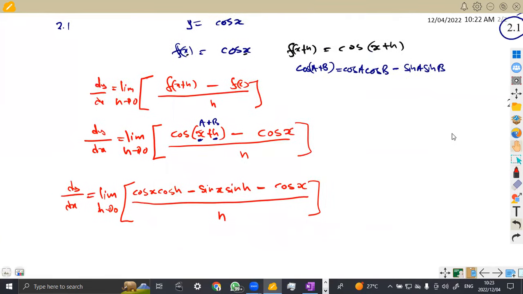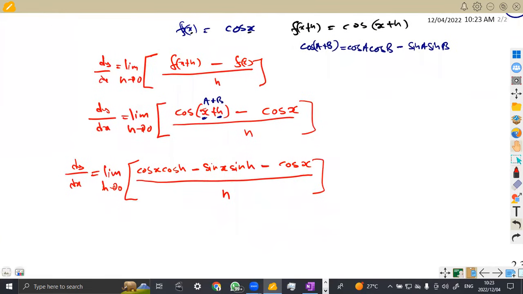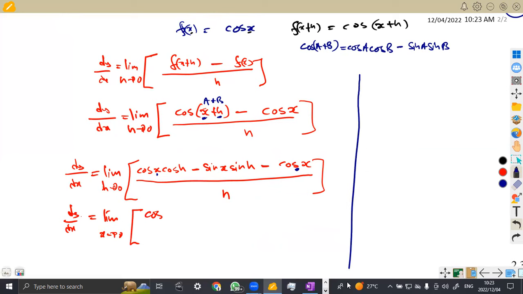We can collect the terms with cos together from this part because we've got cos x here. We've got also cos x here. So we can collect these terms together. That means we are going to have dy/dx, the limit as h approaches zero of cos of x. But let me just write here so that we do not waste much time.